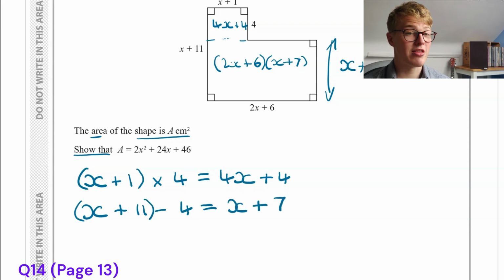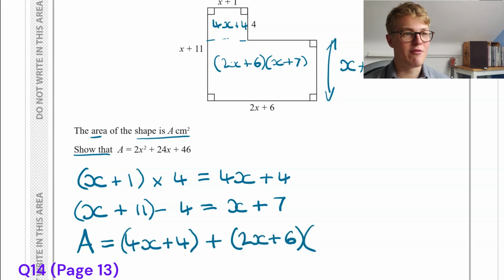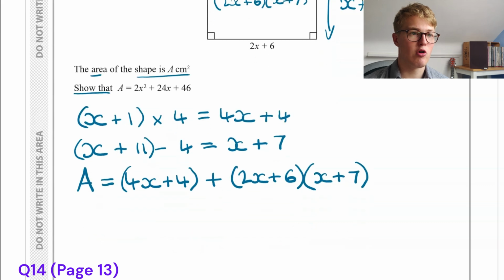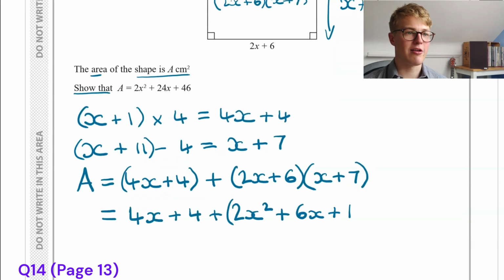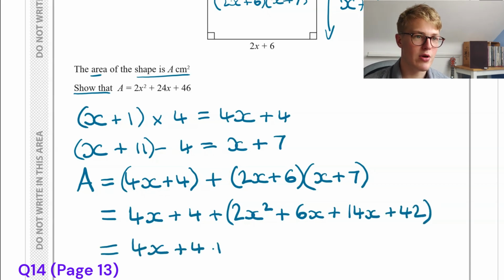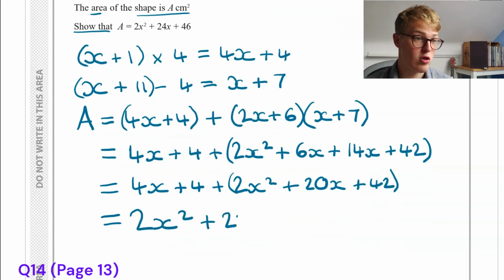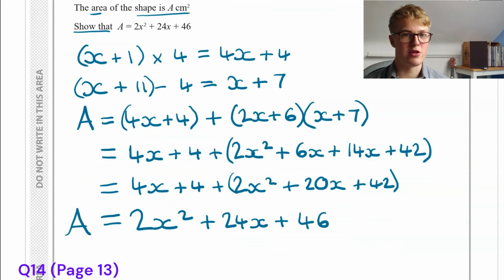And then 2x plus 6 is our base, so we do 2x plus 6 times x plus 7 for that area. So we can say the area of A is going to be 4x plus 4 plus 2x plus 6 times x plus 7. This expands to 4x plus 4 plus 2x squared plus 6x plus 14x plus 42. And then we can solve this for 4x plus 4 plus 2x squared plus 20x plus 42. And then this simplifies to 2x squared plus 24x plus 46.